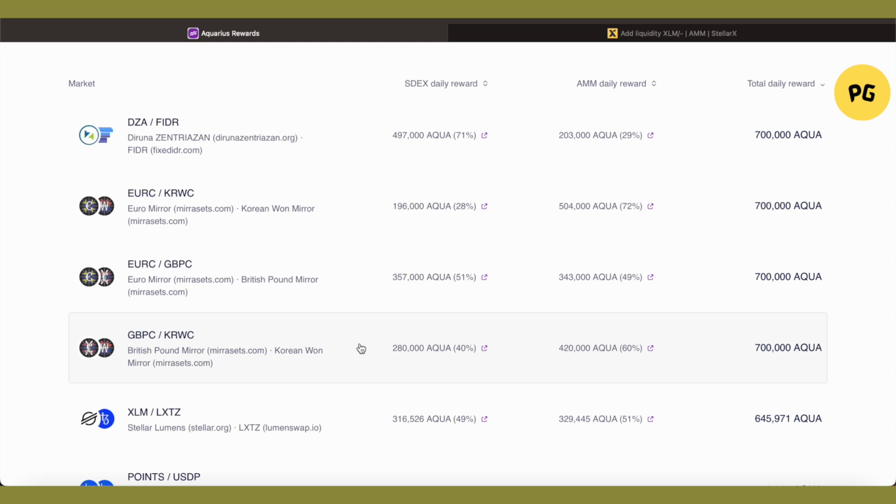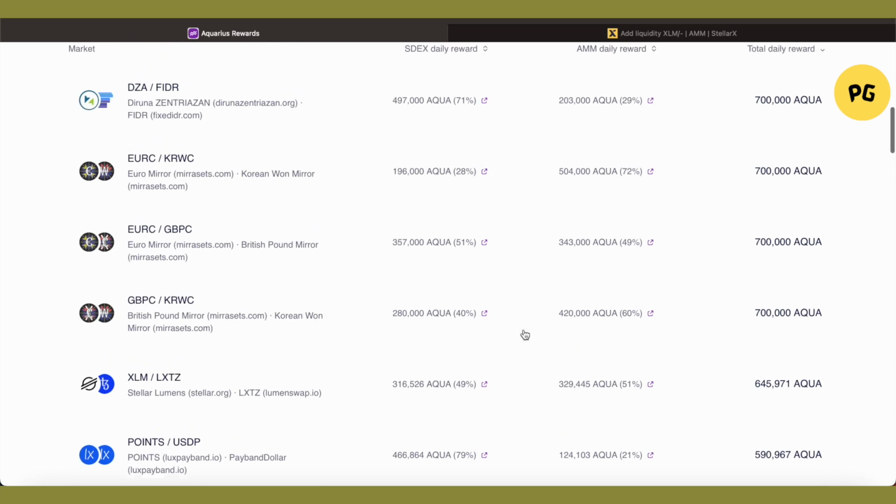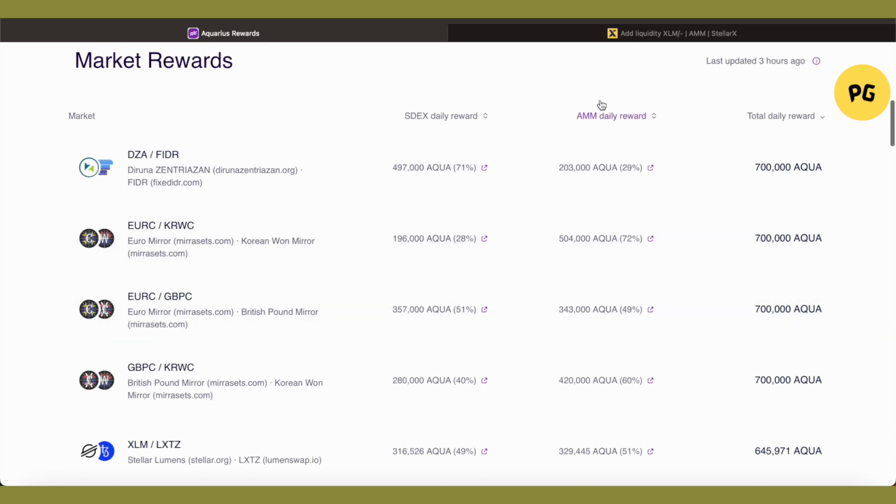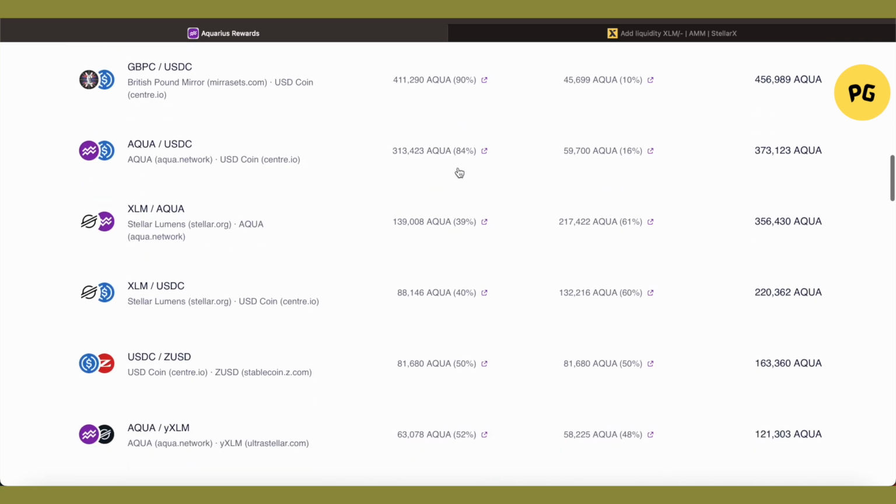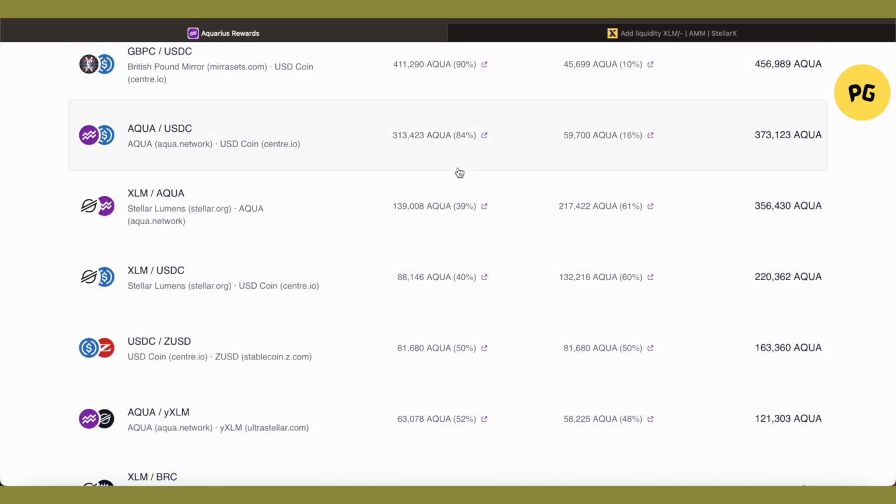But it has its own risk, so you need to keep all the risks in mind. Impermanent loss is there when you participate in AMM daily rewards, and in the SDEX also there are some scam pairs, so you can lose all your money if you don't participate quite carefully.